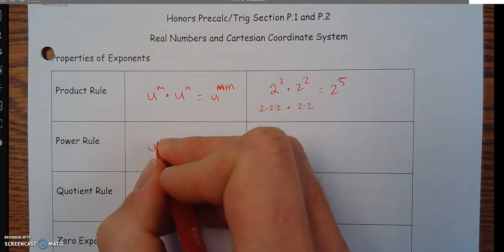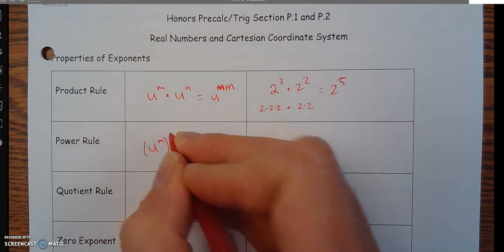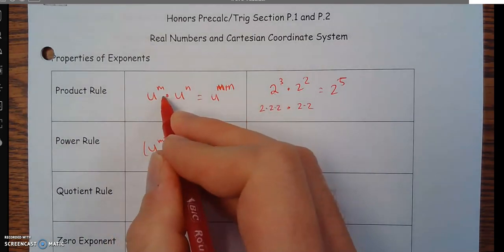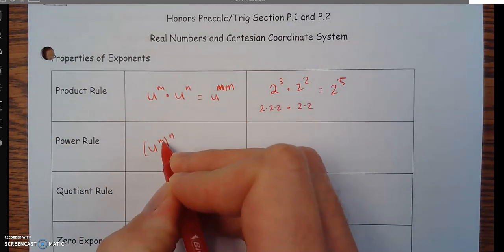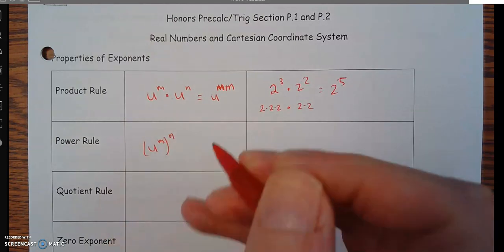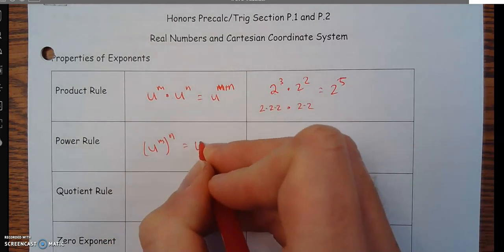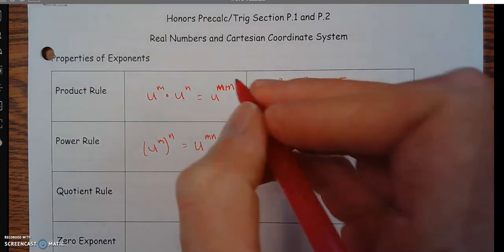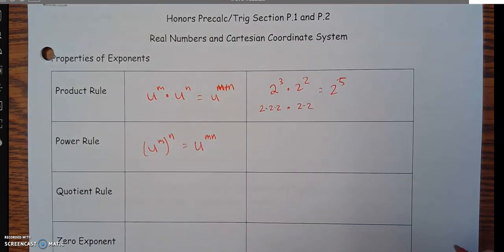The power rule: u to the m raised to the nth power. That is different. This is the power rule; this is product, where we're multiplying together. Here I'm raising a power and then to another power. So this one is when I take m times n. I'm going to multiply those. Here I'm adding, there I'm multiplying.